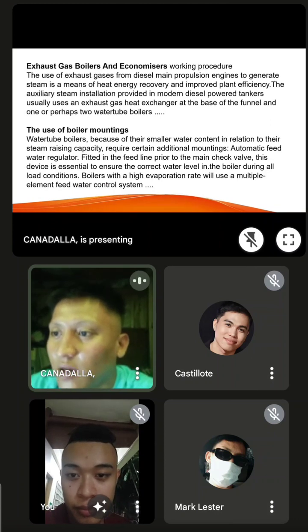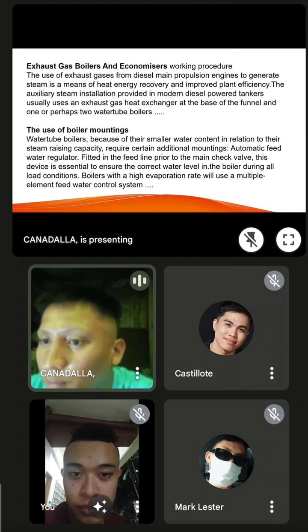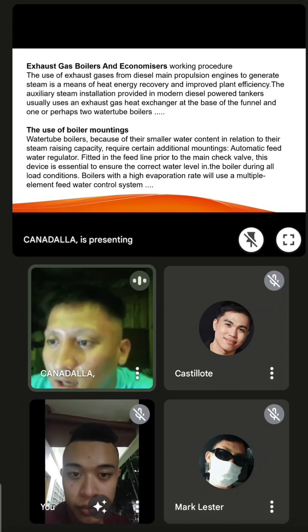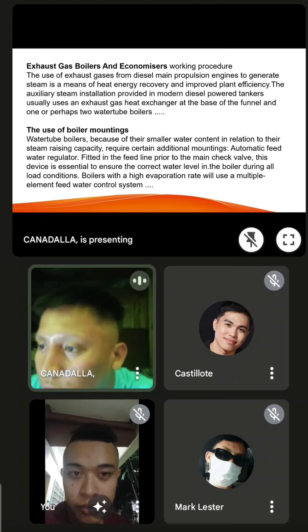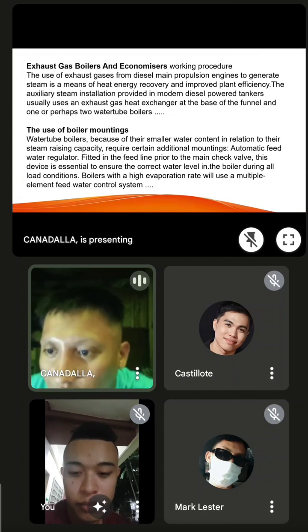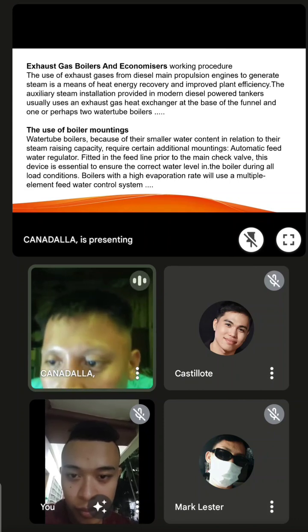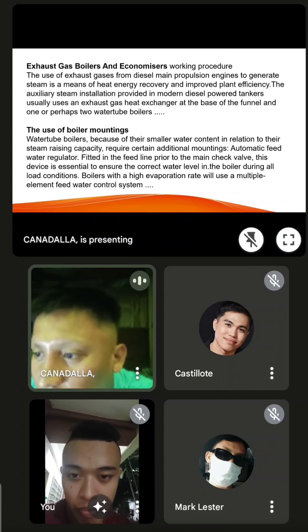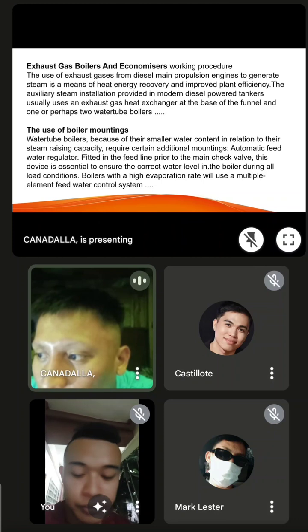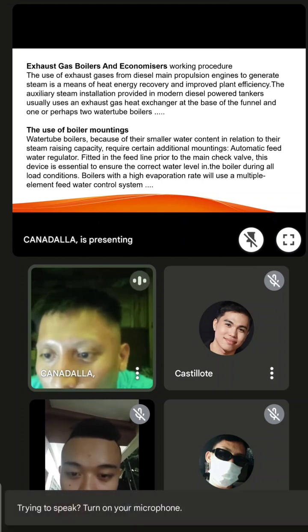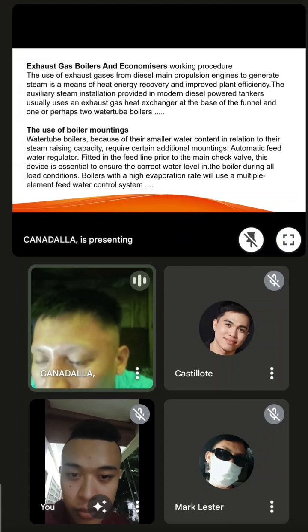Exhaust gas boiler and economizer working procedure: the use of exhaust gas from diesel main propulsion engines to generate steam is a means of heat energy recovery and improves plant efficiency. The auxiliary steam installation on modern diesel powered tankers usually uses an exhaust gas heat exchanger at the base of the funnel, on one of perhaps two water tube boilers.